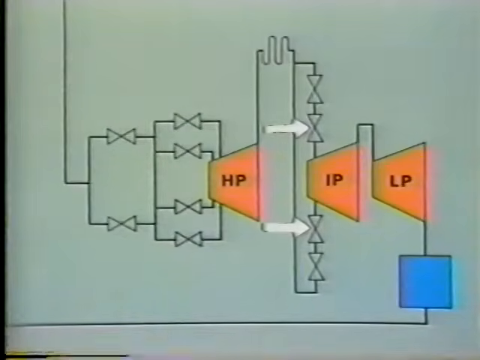There is one condition, however, when the intercept valves are positioned to regulate the flow of steam into the IP turbine. This condition is called a load rejection. A load rejection is a sudden reduction of electrical usage in the power system. With no electrical load, the turbine may overspeed.